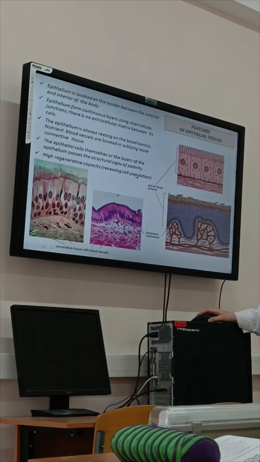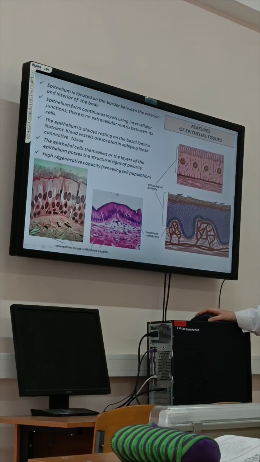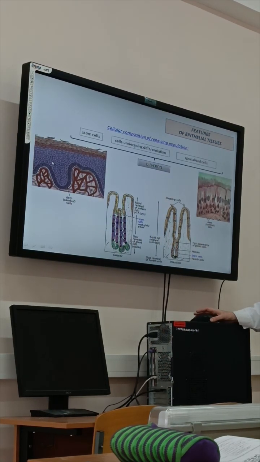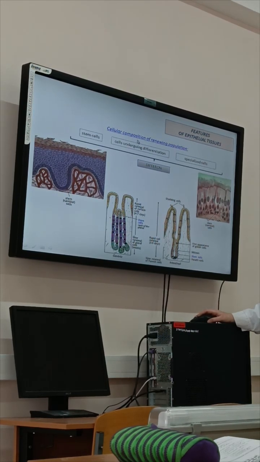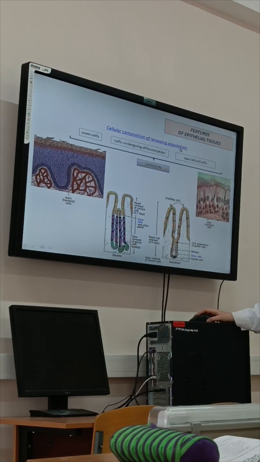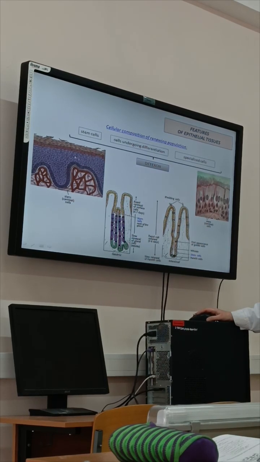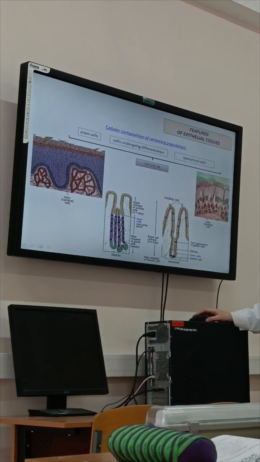Now, this property is not referred to morphological features, but to physiology. Yes, high regenerative capacity. When we consider the cellular composition of the population of epithelium, we refer to it as a renewing population, where we can identify stem cells. Usually, if the epithelium consists of several layers of cells, these stem cells, cambial elements, are localized in the basal layer.